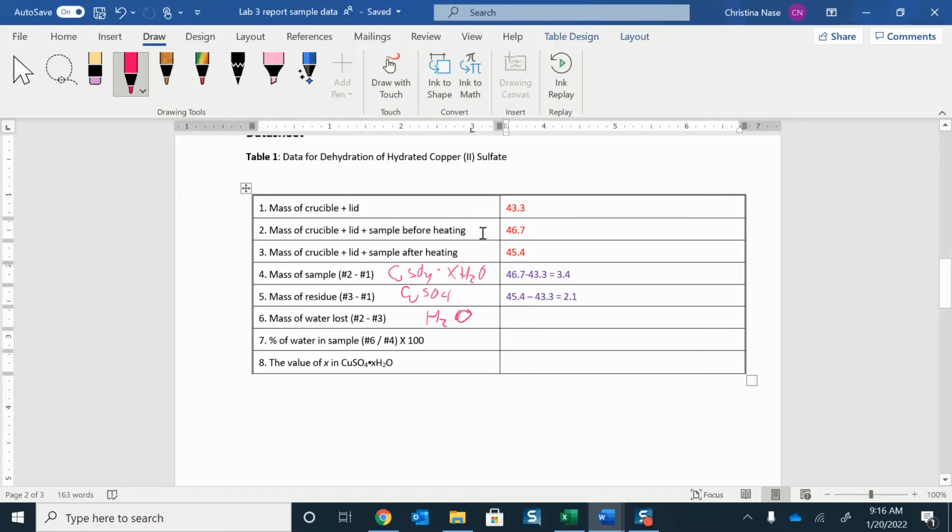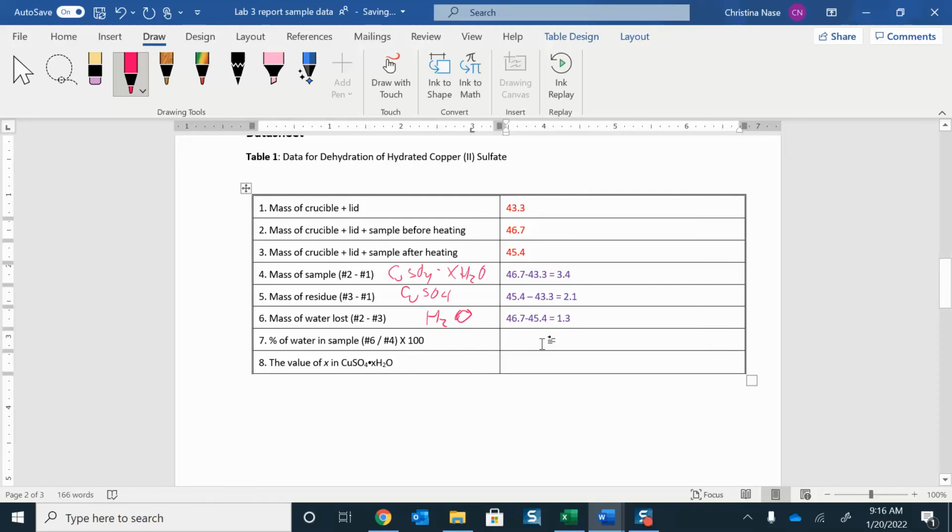I can take the difference between these two. That's fine, between 3 and 2. So 46.7 minus 45.4 is 1.3. I could also take 3.4 minus 2.1 to get 1.3 as well.